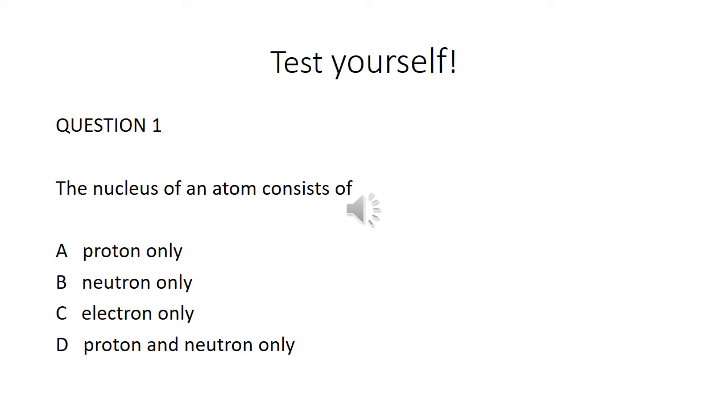We are already towards the end of our lesson today, so how about you test yourself first before you leave? Question number 1. The nucleus of an atom consists of A. Proton only, B. Neutron only, C. Electron only, D. Proton and neutron only. Which one? Do you still remember? Do we have only protons in a nucleus? No, right? Do we have only neutrons? And how about electrons? Definitely doesn't make sense at all because electrons are surrounding the nucleus. So the only answer here is D, proton and neutron only.